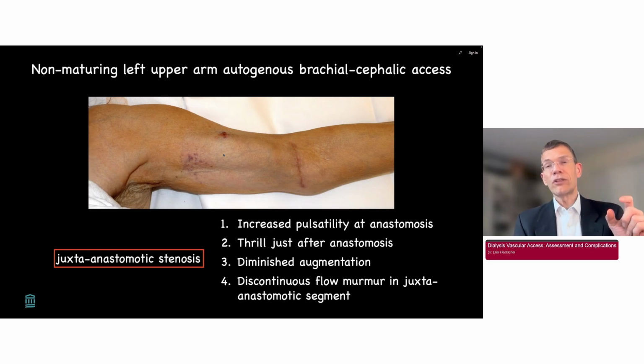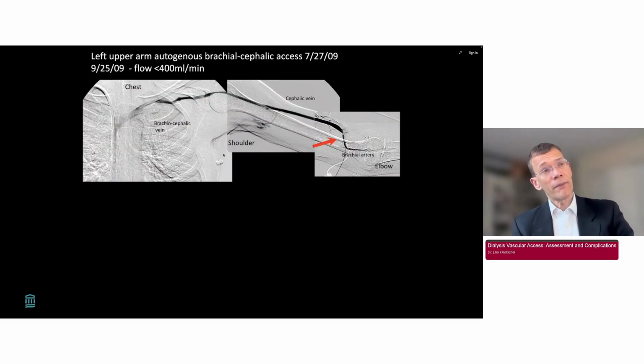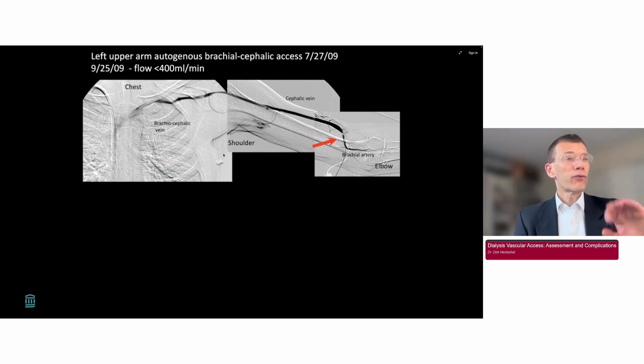When you have a discontinuous flow murmur, that means there's a critical stenosis somewhere in the access. And you can hear it usually at the site of the stenosis. If you go post-stenotic, you have a lower amplitude but possibly continuous flow murmur. So here's the angiogram that corresponds to it. Flow was measured as less than 400. There are two stenoses right in the juxta-anastomotic segment, right after the anastomosis. The cephalic vein is relatively small. This is about 2 months after access creation. This is what you hear again, the flow murmur.